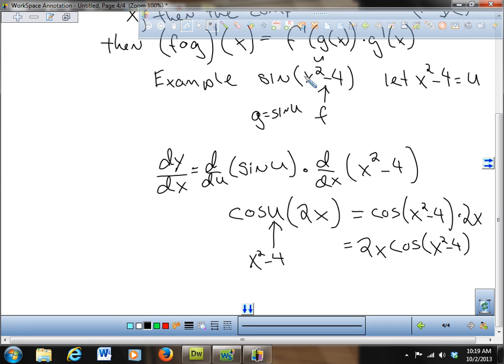So just leave it like that at the bottom? Yes, just leave it just like that. That's fine. You don't have to simplify or anything, because you can't really distribute this. The 2x doesn't distribute through.